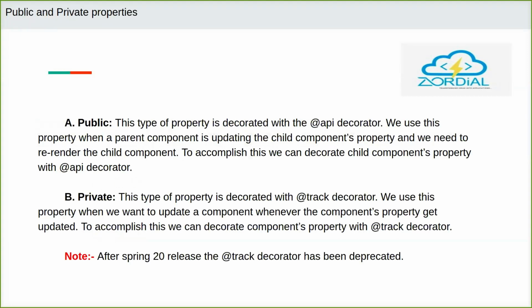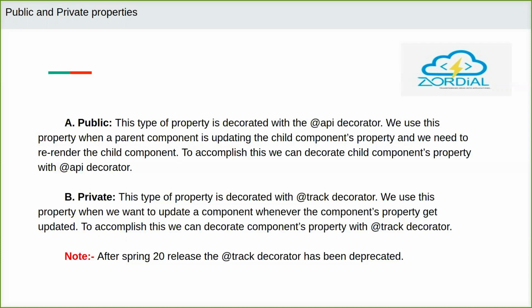This type of property is decorated with the @api decorator. We use this property when a parent component is updating the child component property, and we need to re-render the child component. To accomplish this, we can decorate the child component property with the @api decorator. So basically, public means it can communicate with other components. A parent component can send data to the child component, and the child component accesses that data using the @api decorator.